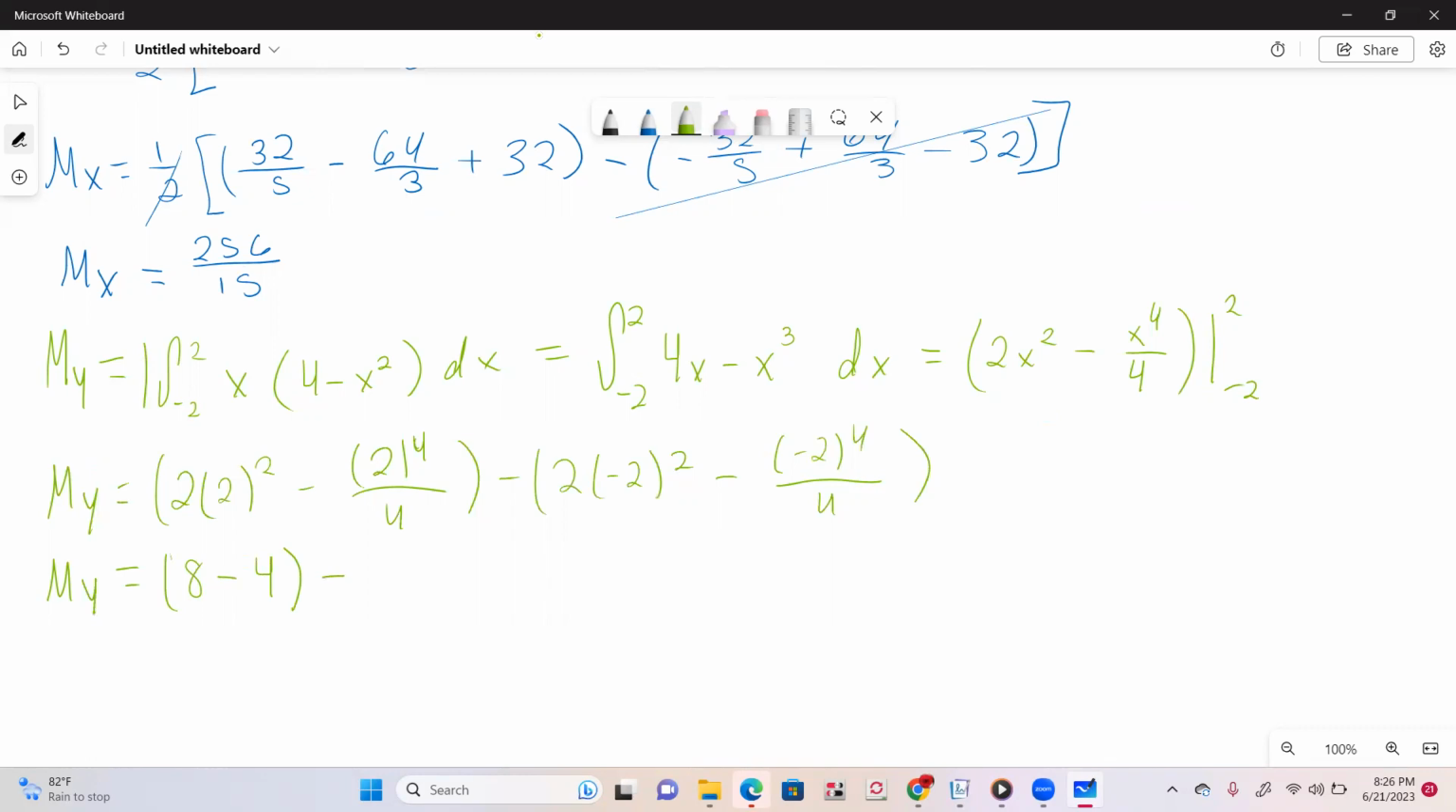So minus, and then that's going to be the same thing. So 2 times 2 squared is 8, and then minus -2 to the fourth over 4 is going to be 4. So this is going to be equal to 8 minus 4 is 4. We'll carry that negative sign through. 4 minus 4 equal to 0. All right, so that is our My.